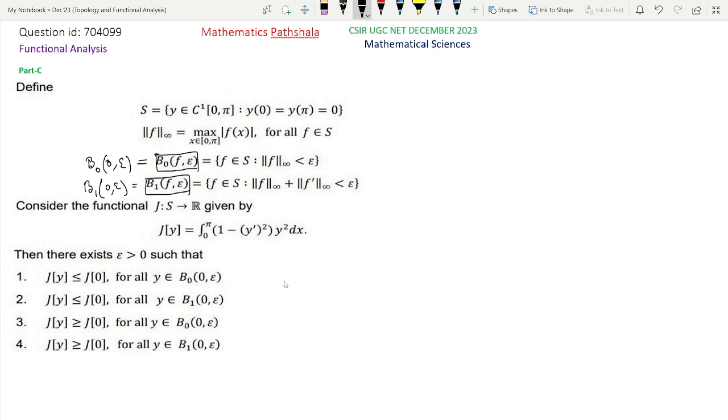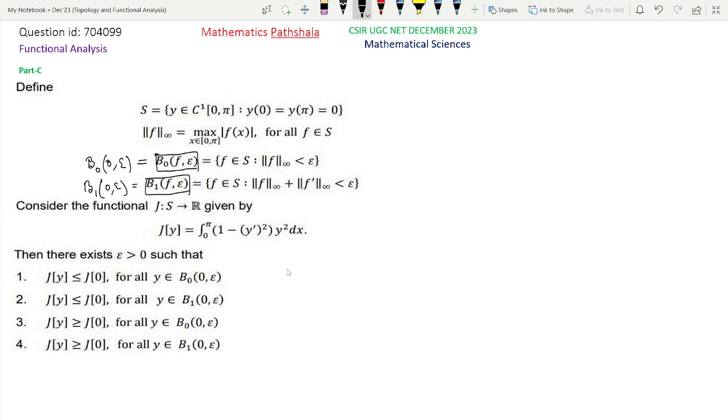See, first, if we have to prove option 1, then we have to find some epsilon greater than 0 such that for all y belongs to b0 0 epsilon, J y less than equal to J 0. And if we counter this example 1, then we have to show that for any epsilon greater than 0, there exists at least one y belongs to b0 0 epsilon such that J y is greater than J 0. Then option 1 will not be true. So actually here first we show that option 1 and option 2 are not true.